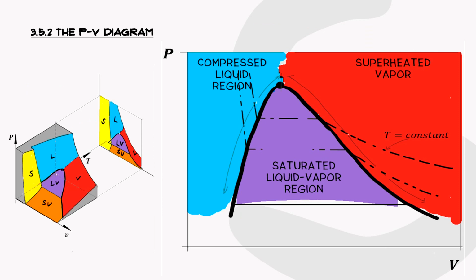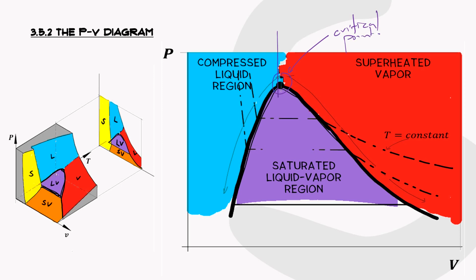Okay, next is the PV diagram. Shown here is just this. We didn't include the solid region, so I just cut the diagram, showing only the liquid region and the vapor region. So here it is. We have this curve, which is the same curve as right here. That is the saturation curve. And our critical point is right here. So here's our critical point again.